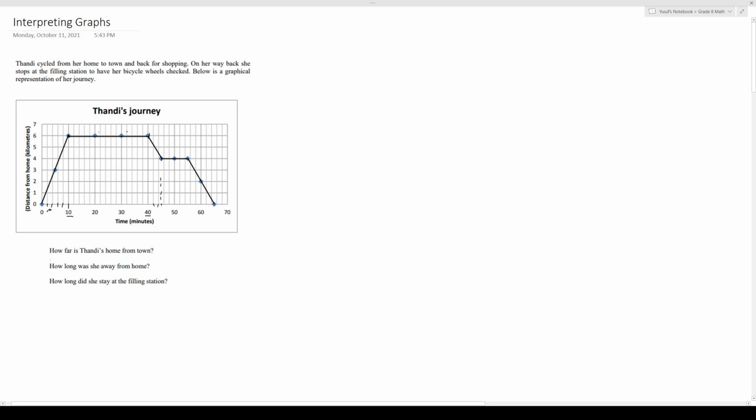So the first question, how far is Tani's home from town? It says that she went from her home to town. So at 0 she's at home, and the town is the furthest distance away. So that distance is 6 kilometers.